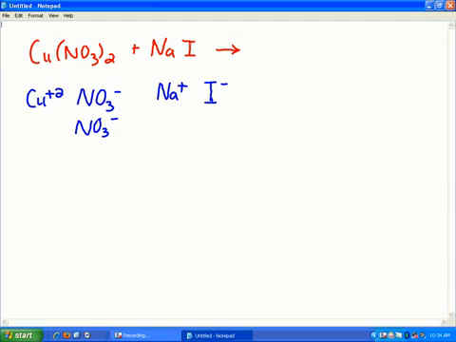So, when you're deciding on the products, they have to, crazy Christy talk, switch partners at the dance. So for right now, this copper went to the dance with nitrate, and sodium went to the dance with iodine. The two positives cannot go home together. The two negatives cannot go home together. So we have copper, which is the +2, already came to the dance with nitrate, can't go home with sodium because the two positives can't go home together, so it has to go home with the iodine.